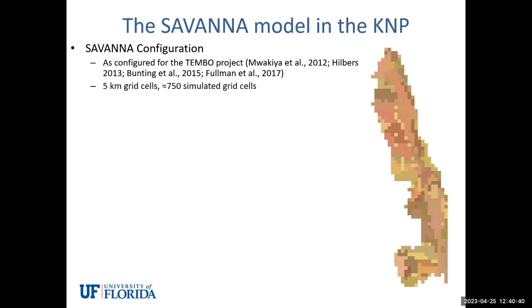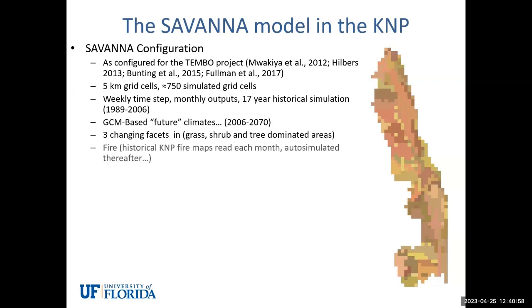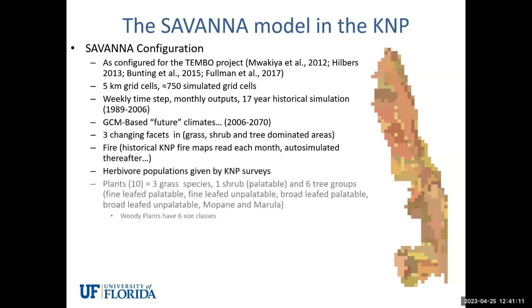With 5 km grids, you get about 750 cells here. Weekly time step, about 17 years of historical simulation, actually more than that now. We run until about 2020, and then GCM-based future climates. So we took it all the way to there. Then you have the changing facets like we talked about, the grass, shrub, tree dominated areas. There's fire, where you can put historical maps in there, or they're auto simulated by the model. And herbivore populations for this version, the 5 km, we have surveys that we're putting in.